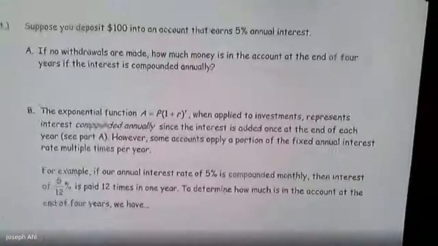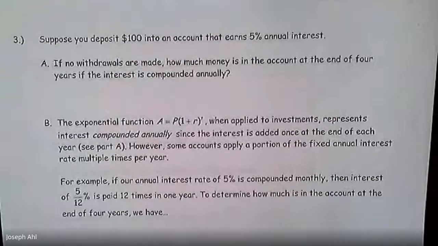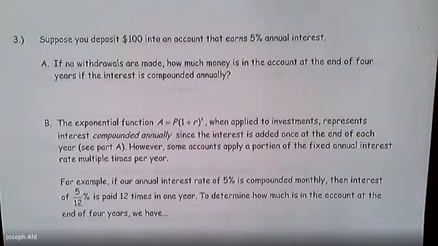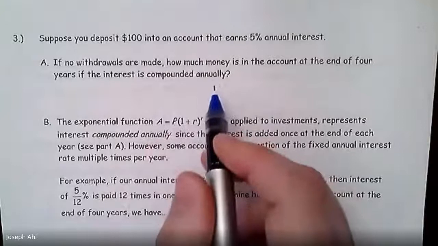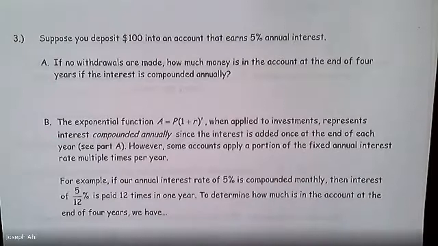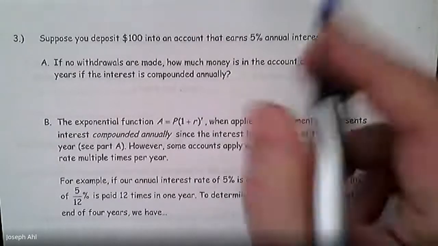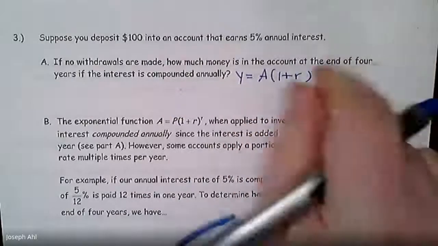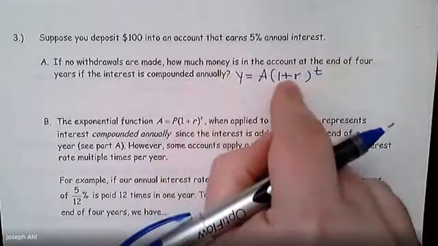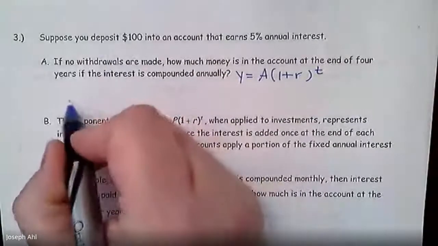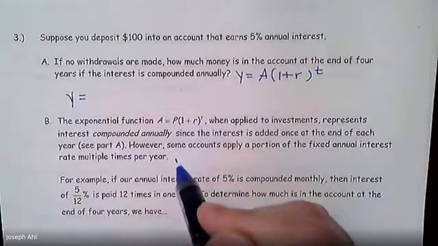I want to get into number 3 on the next page, which says, suppose you deposit $100 into an account that earns 5% annual interest. If no withdrawals are made, how much money is in the account at the end of 4 years if the interest is compounded annually? When we're talking about compound interest, it follows pretty much the same formula that we used on the front. So y equals the initial amount A times 1 plus r to the t. Now, when we're talking about growing money, we usually don't have a minus in there, right? So it's always going to be 1 plus the rate to the t. Let's plug in what we know to figure out the final amount y after 4 years.